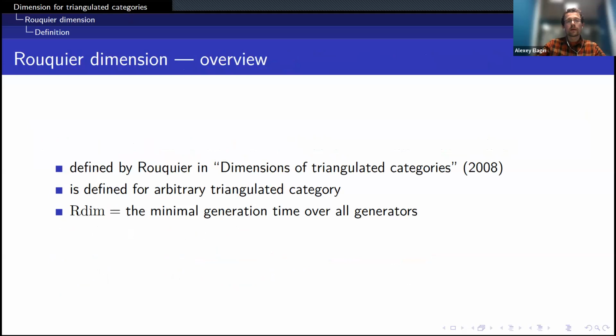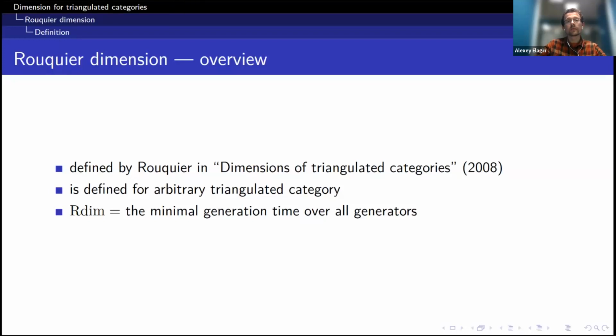Let's go on. I would like to tell about two notions of dimension, one called Rouquier dimension, which is well known, and the other can be called Serre dimension. This is a relatively new notion.